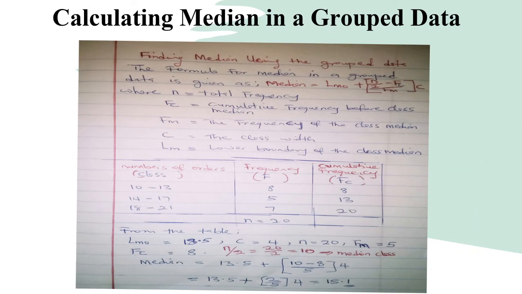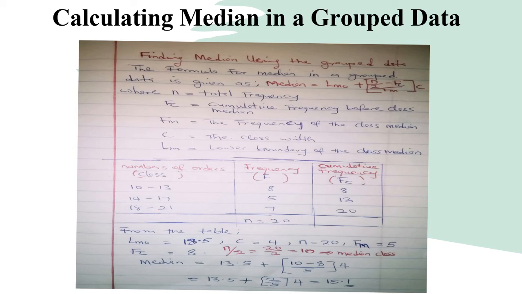We are calculating the median now. The formula for median in grouped data is given as Lm plus, into bracket, n divided by 2 minus fc, divided by fm, into c. Where n is the total frequency, fc the cumulative frequency before the class median, fm the frequency of the class median, c the class width, and Lm the lower boundary of the class median. So whatever alphabet you are using, you should be able to define what it stands for.